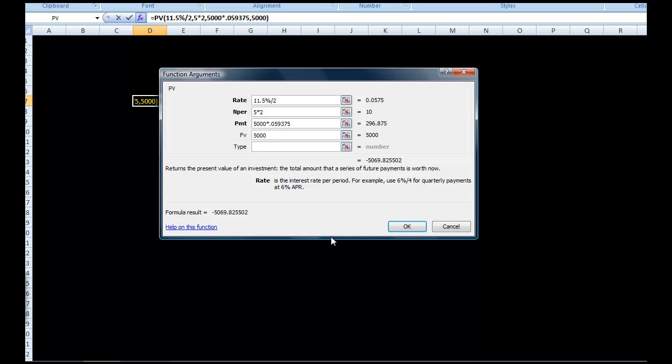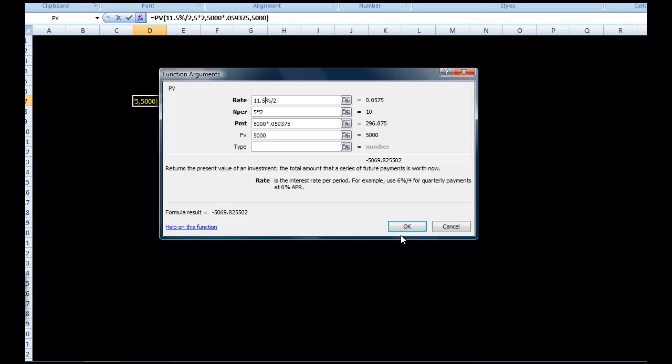So if I were an investor, I should pay $5,069.83 for this bond. Why? Because these bonds are still earning interest at 5.9375% and the market's only at 8.5%. So I'm willing to pay a little bit extra. I'm willing to pay a premium. The premium becomes the difference between the $5,000 you're going to get back at maturity and what you'd be willing to pay today.